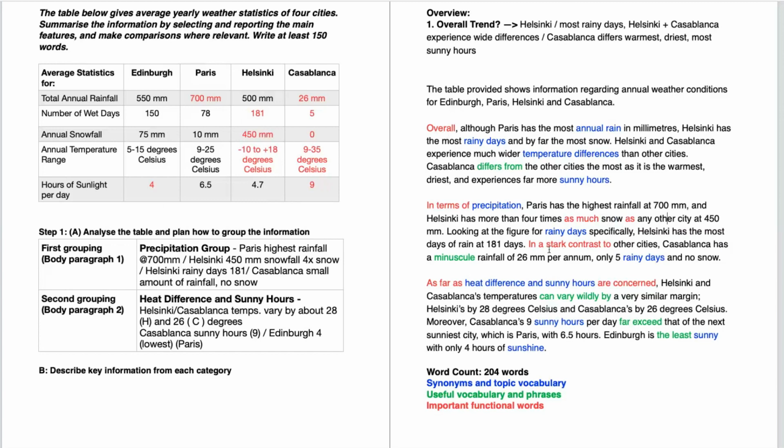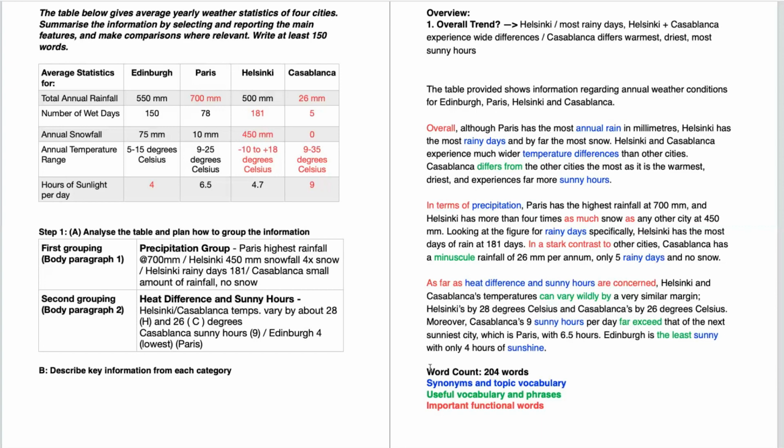And speaking of that, we have in stark contrast to. This is great when you want to contrast 2 or more things. Then for our last paragraph here, as far as something or some things are concerned, this is very similar to in terms of, because you're becoming specific and you have a whole paragraph about that, but you don't want to repeat the words that you used. So it's nice to change it up a bit.